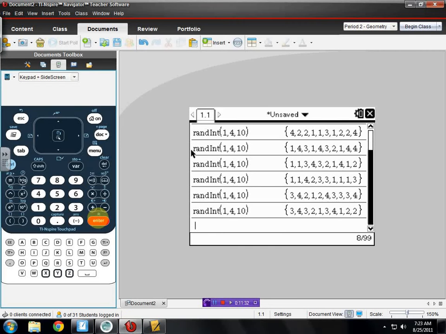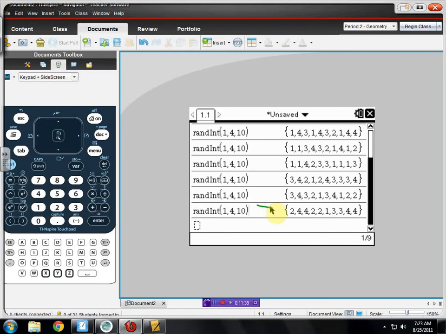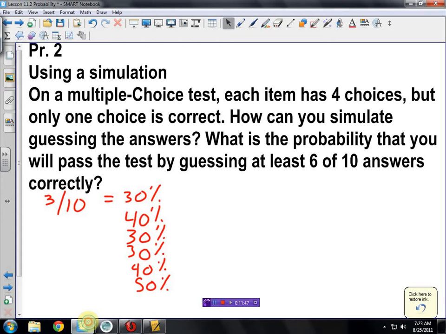1, 2, 3. So we're looking at these bottom 3. This one's a 10%. This one's a 20%, 10%. So we want 10%, 20%, 10%. So let's go back.